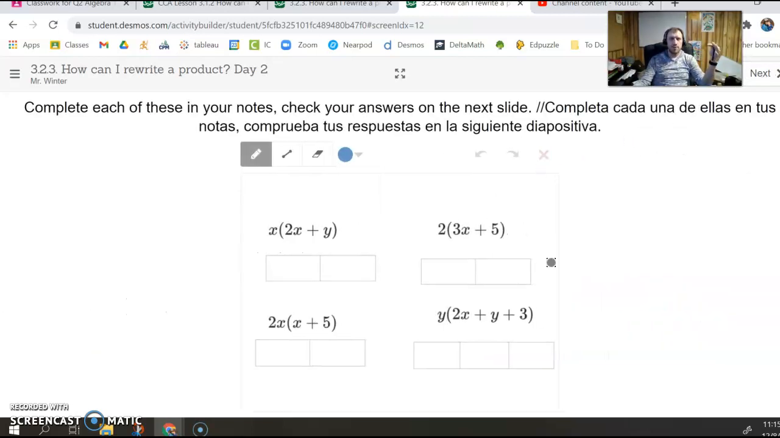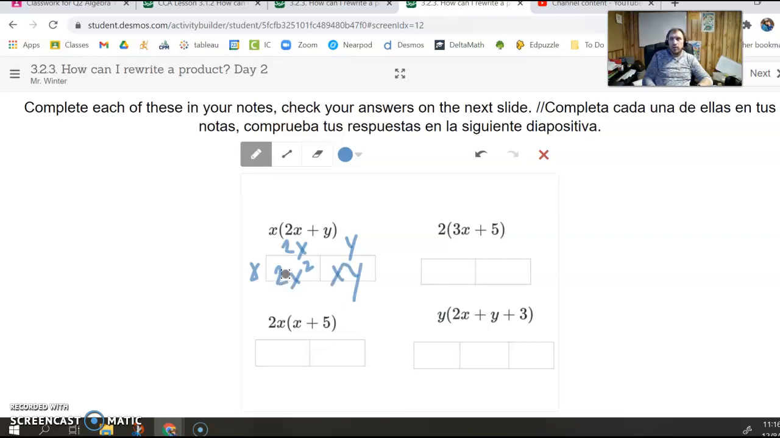So here is our review from yesterday. We'll take a look at this first one up here because this one's a little bit different from yesterday. But if I have x times the quantity 2x plus y, we write the x on the edge of the area formula, 2x and y on top, and we multiply our sets of boxes. X times 2x is 2x squared. X times y is xy.